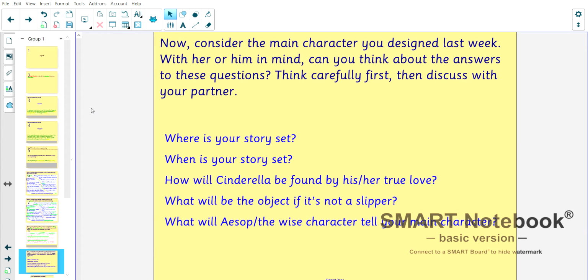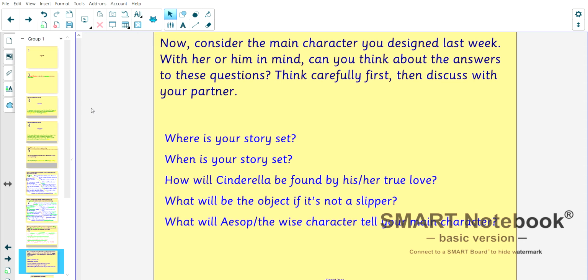Now, before you start planning, consider the main character that you designed last week. You can even pause me here and go have a look in your books, or just have a little think on your spots. With her or him in mind, can you think about the answers to these questions? Think carefully first, and then pause me and discuss this with your partner. Now read these questions with me. Don't read them out loud, but just read them in your brain at the same time as I'm reading them.